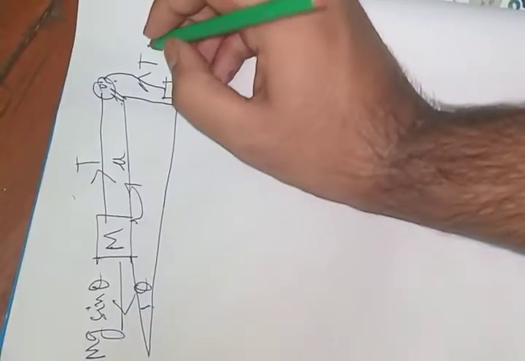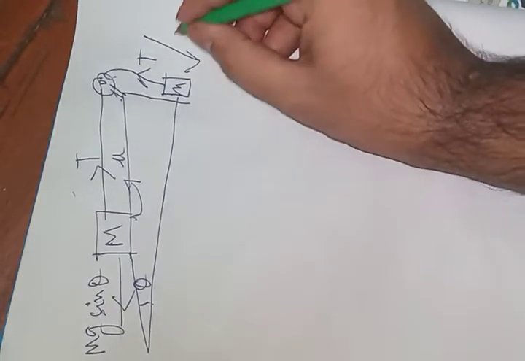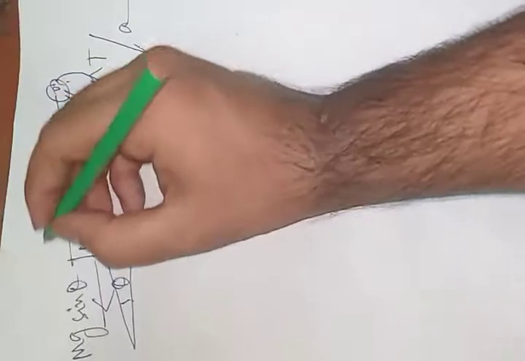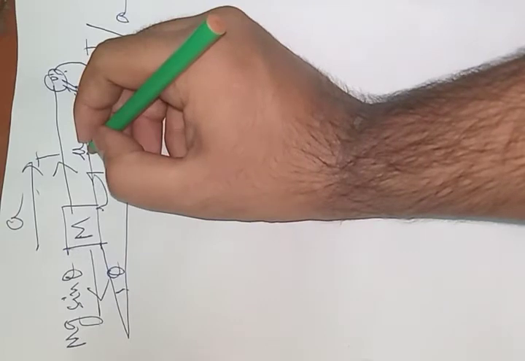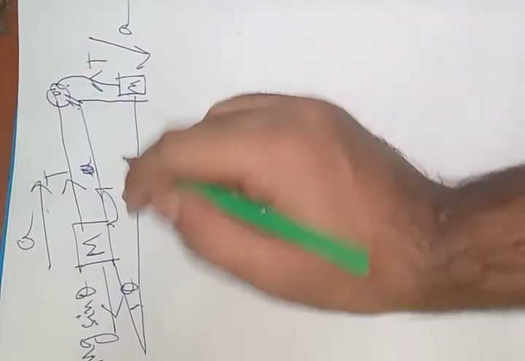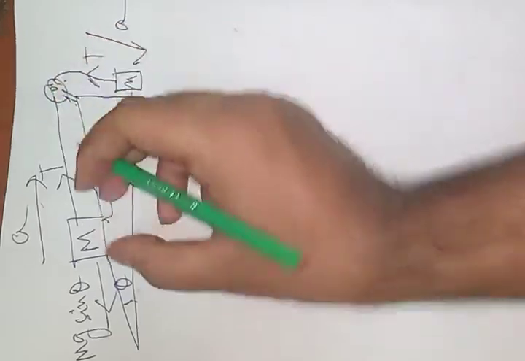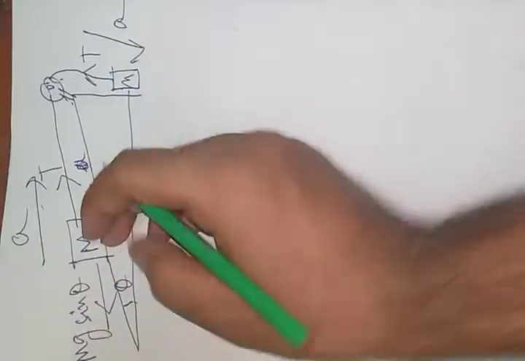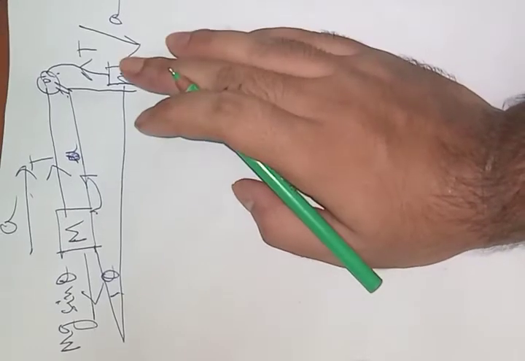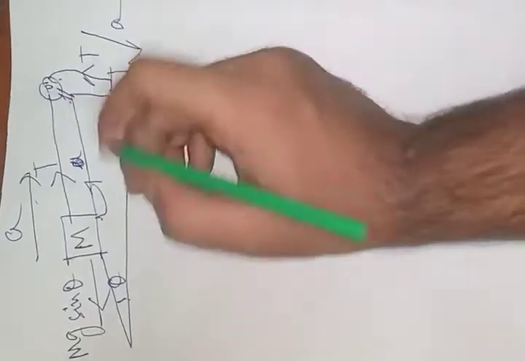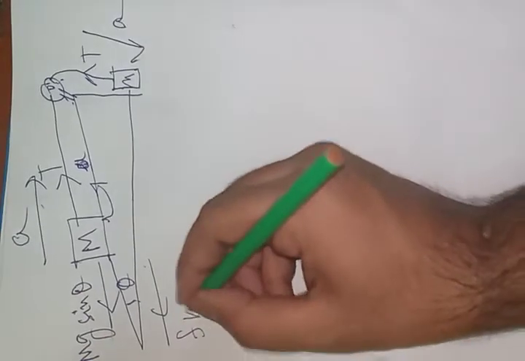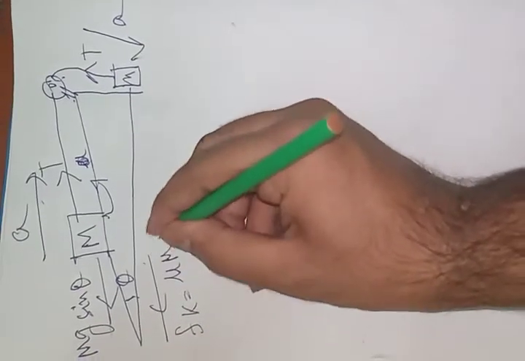So if the motion is downwards with an acceleration a, and this is going up with an acceleration a, what will be the direction of the friction force? It will go in this direction. Always understand, the friction force always acts opposite to the direction of the motion of an object. So this is going up, so this is friction force Fk, kinetic friction, that is mu mg.